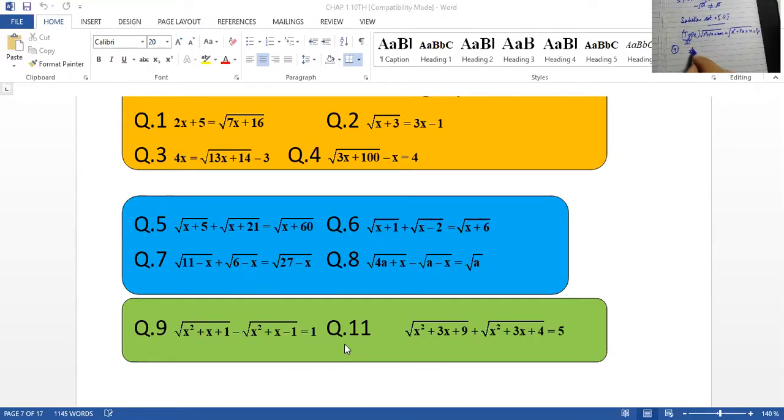X square plus 3x plus 9. I've written question number 11 in fact. Okay, to rewrite it, question number 9: the square root of x square plus x plus 1, minus the square root of x square plus x minus 1, equals to 1. Okay, it is the statement of the question.